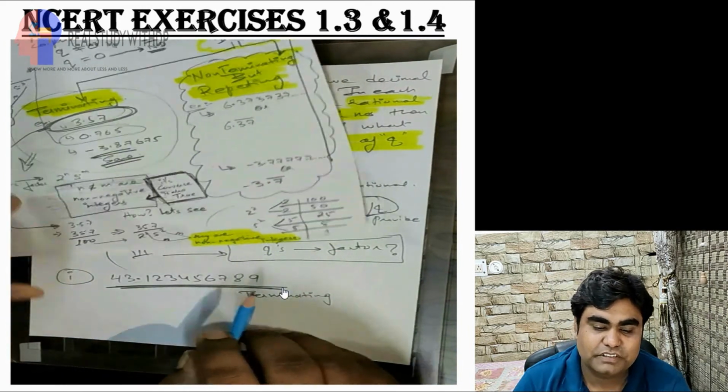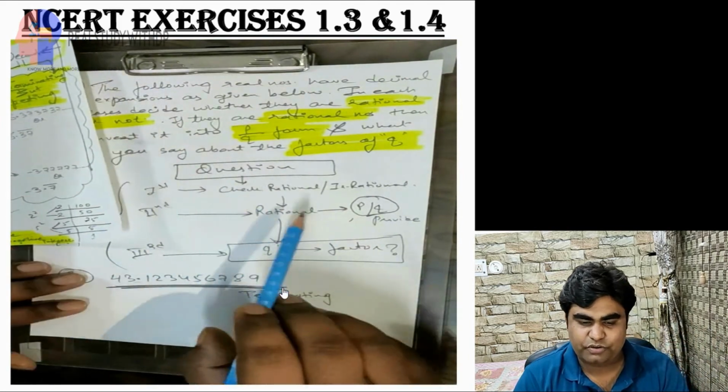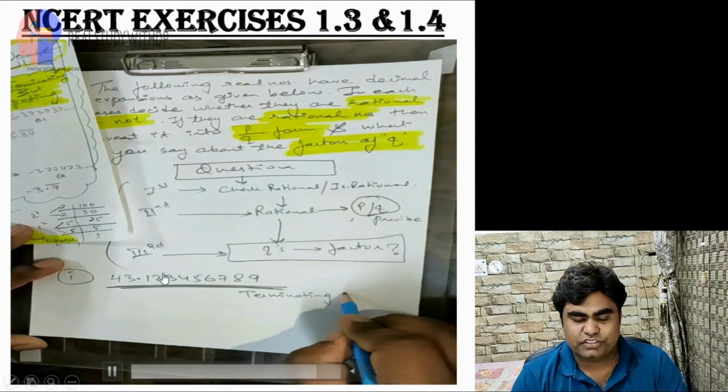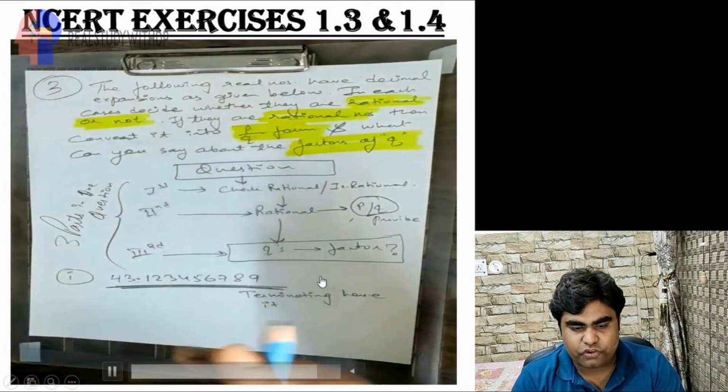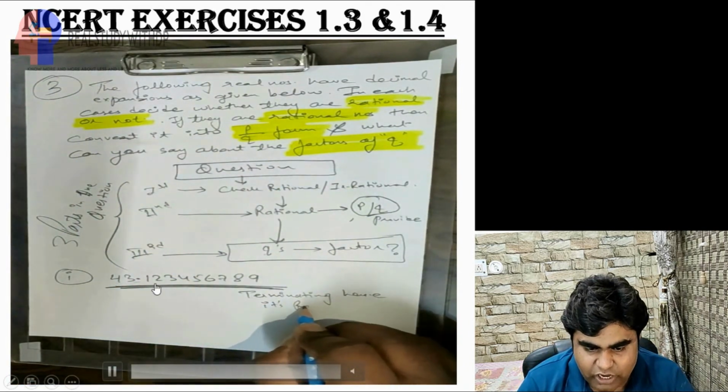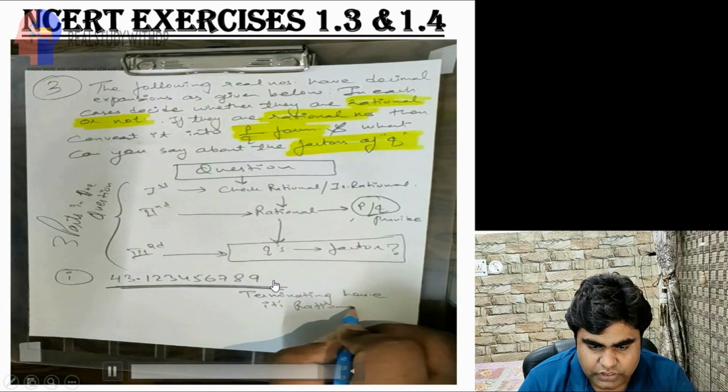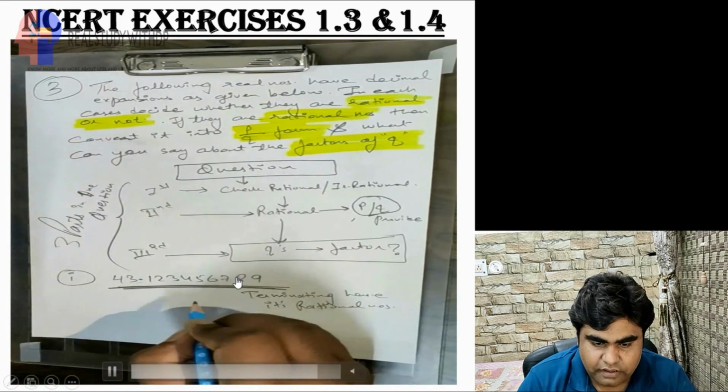It is very simple. We have done this since, I don't know, maybe 5th or 6th class, how to convert terminating numbers into P by Q form. So we are going to simply count the digits. How many digits are over here? Here 1, 2, 3, 4, 5, 6, 8, 9.